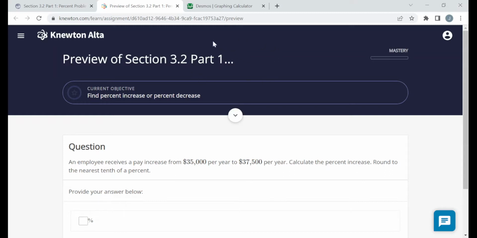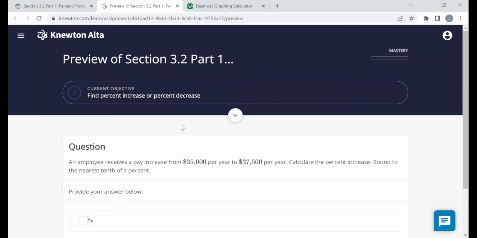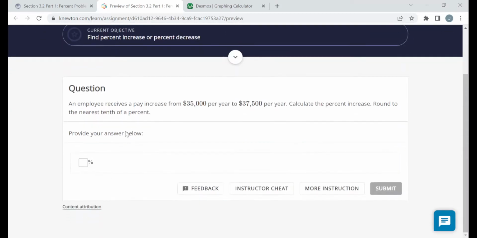Alright, so on your assignment page you should be seeing the title, the mastery bar, telling you how far along you've gotten, and your objectives. Looks like there are 3 objectives for this assignment. Under the current objective, there is a question related to that objective, and at the bottom of every question you'll see a feedback button where you can send feedback to Knewton if you wish.